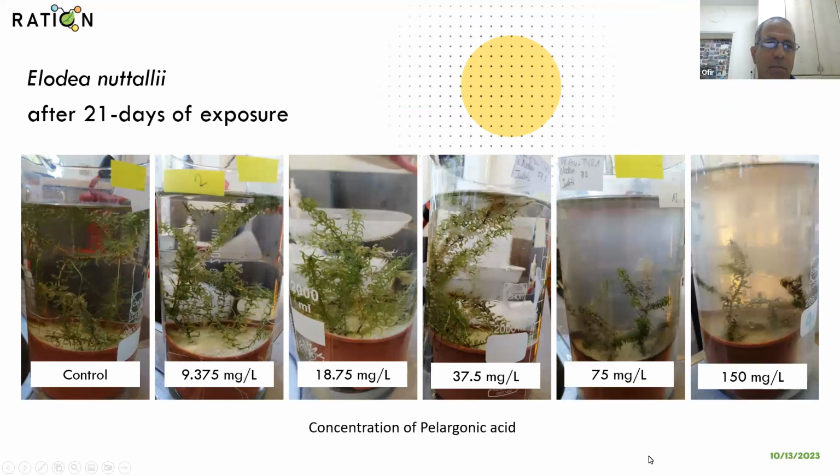Next slide, please. So this experiment was done with plants in water. The plant is Elodea nuttallii, and you can see the different concentrations of pelargonic acid and how they affect the plants. You can see that in the control and low concentrations, the plant looks healthy, and when we start to raise the concentrations, you can see how it affects the plant. Next slide, please.